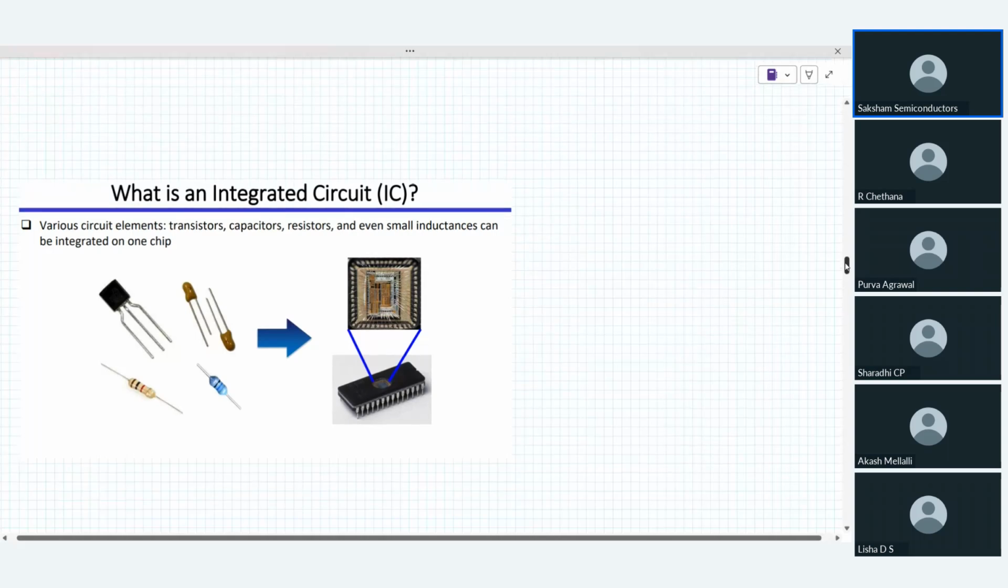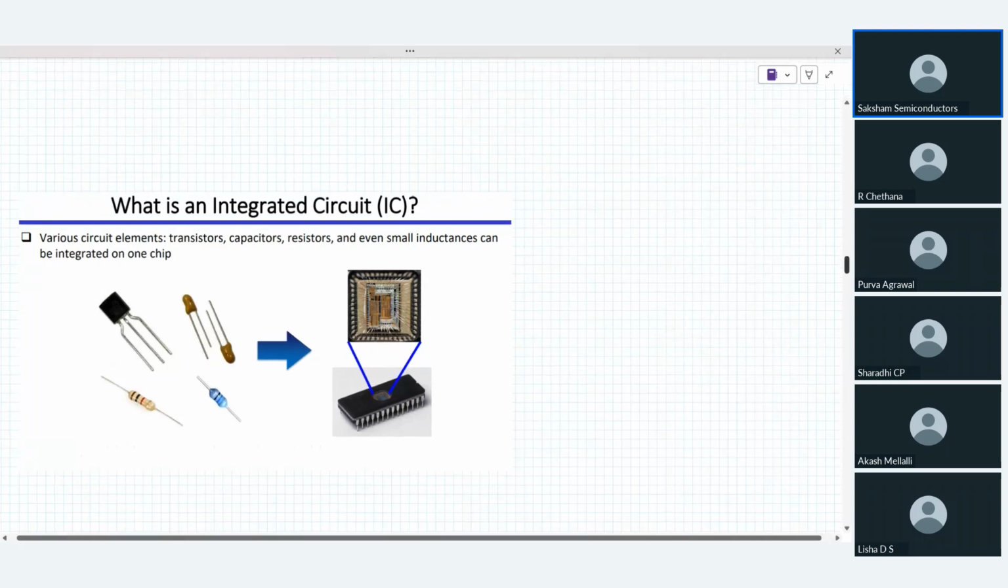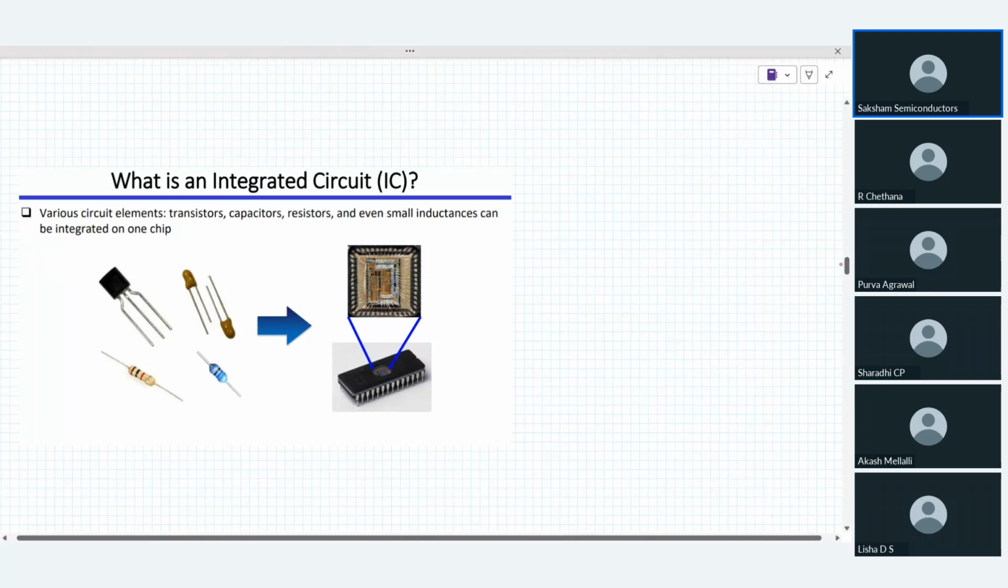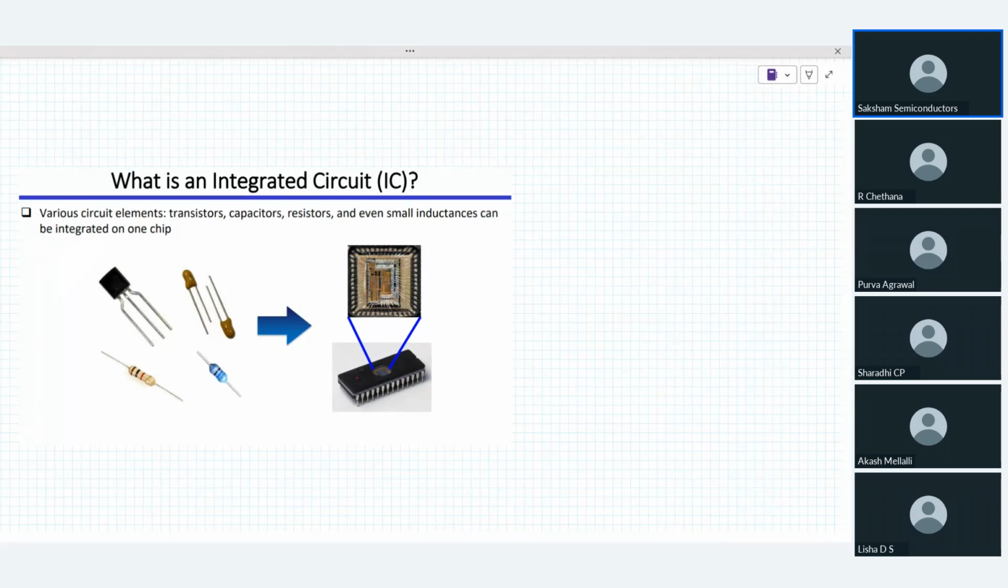Most of you have by now understood what an integrated circuit is. Various components or circuit elements can be put together on a single chip, and that gives you something called an integrated circuit. Now the common question that arises here: I have shown you the resistor, capacitors, and this is a transistor, and even the diode.